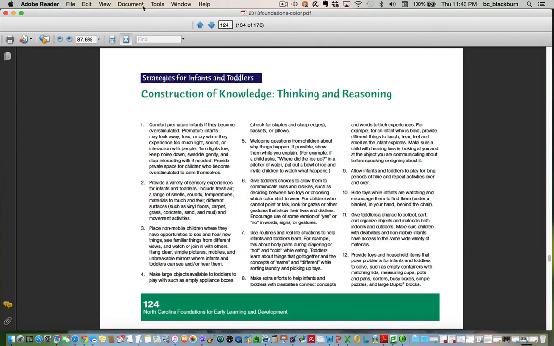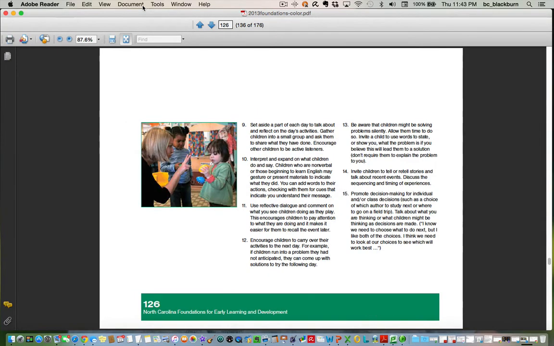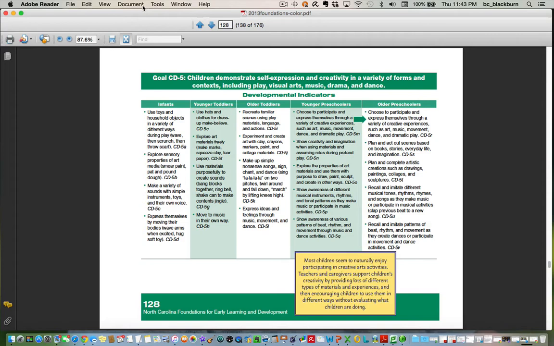On pages 124, 125, and 126, you will see examples of specific strategies to use for infants and toddlers as well as preschoolers to assist children in thinking and reasoning. So now let's look on pages 127 and 128, where you will find the developmental indicators for the specific goals for the subdomain creative expression.